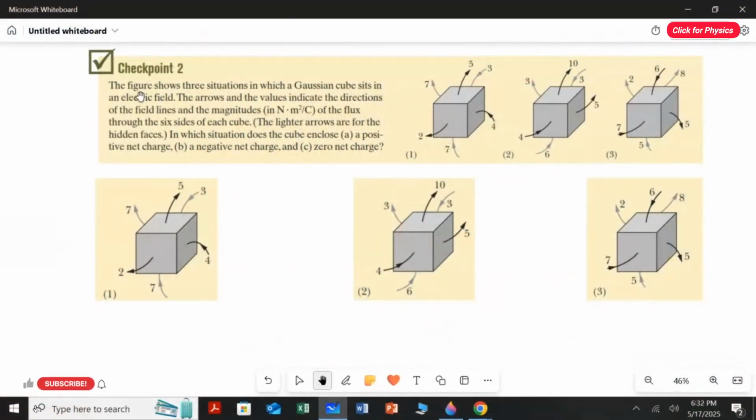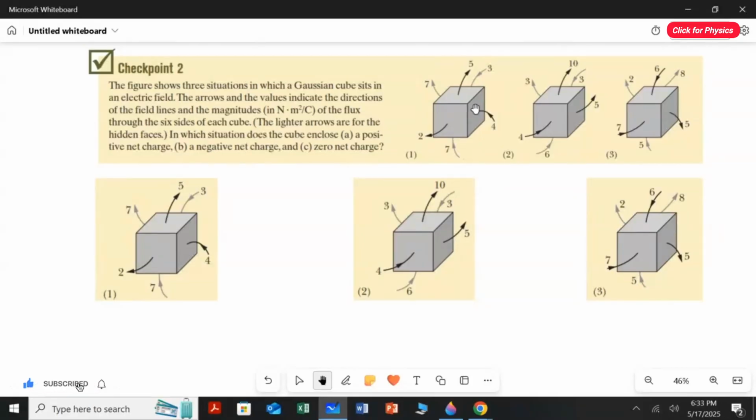Checkpoint 2. The figure shows three situations in which a Gaussian cube sits in an electric field. The arrows and values indicate the directions of the field lines and the magnitude of the flux through the six sides of each cube. The lighter arrows are for the hidden phases. In which situation does the cube enclose a positive net charge, negative net charge, and zero net charge?